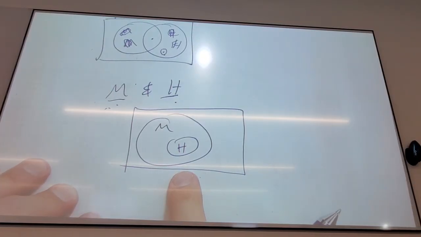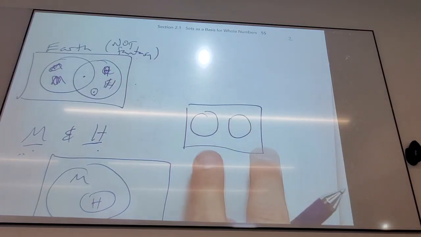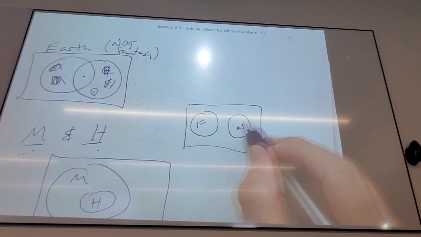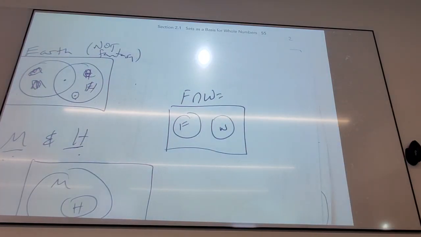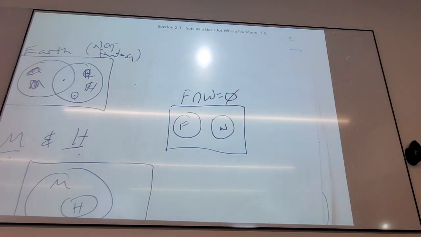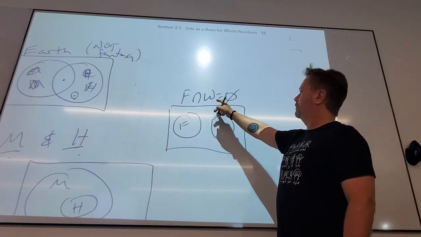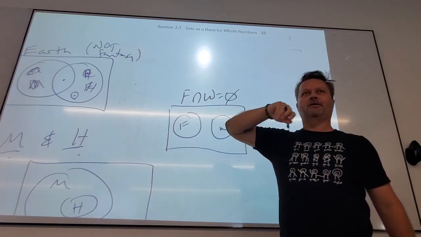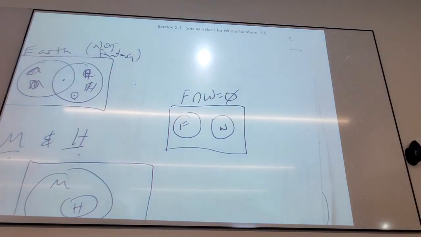So this idea, and then of course the last major way to draw it would be where they don't even meet. So if this is F and this is W, what is F and W? Yep, empty. It could be figs and watermelons. There are no watermelons that are also figs that I know of. I don't know.